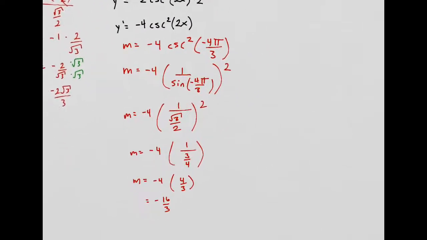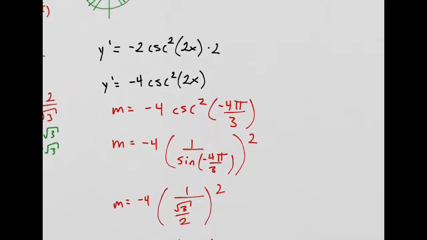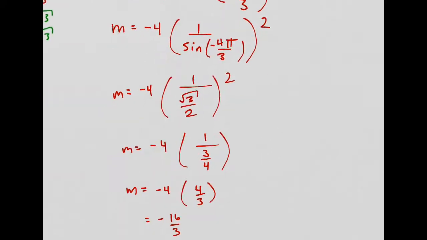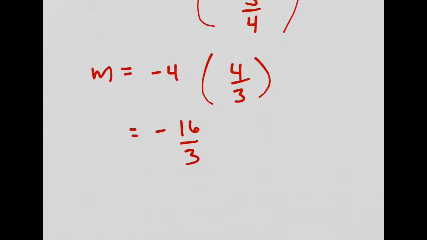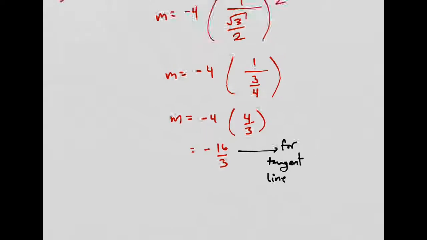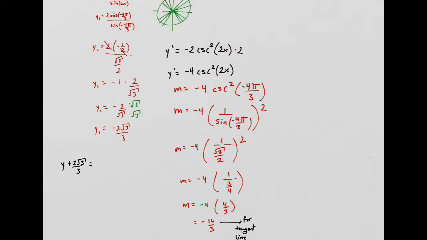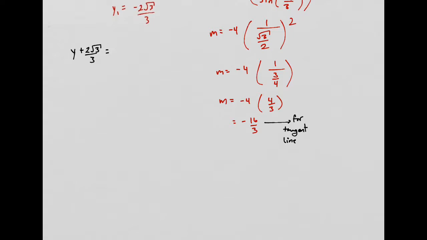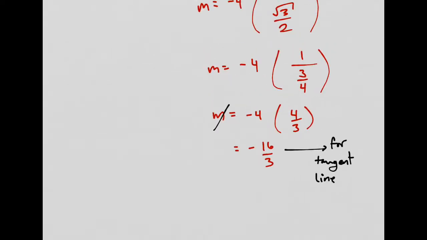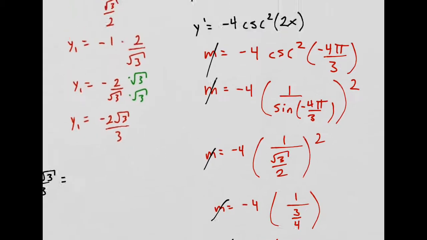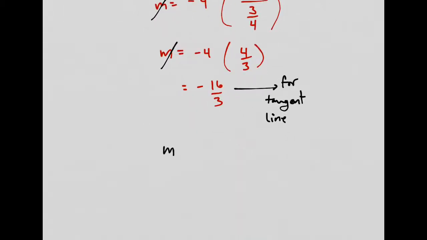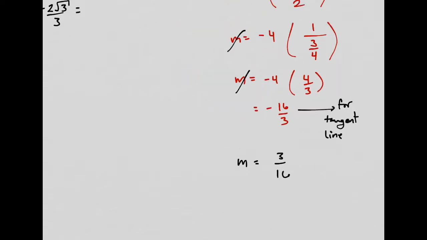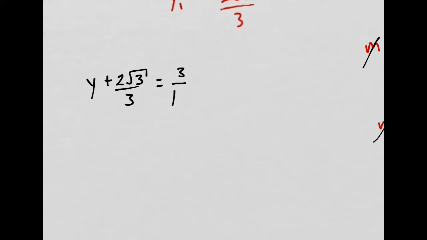Ooh, wait a minute. That's not the m that I'm looking for, is it? That's the slope of the tangent line. We gotta flip it over, don't we? Yeah. So this is actually for the tangent line, because I didn't flip it over yet. I found the slope of the tangent by taking the derivative and plugging in negative 2 pi over 3. Now I have to flip it over. So my actual m value, so that's wrong. My actual m value is positive, right? Opposite reciprocal, 3 over 16. There we go. So m is 3 over 16. Glad I caught that.